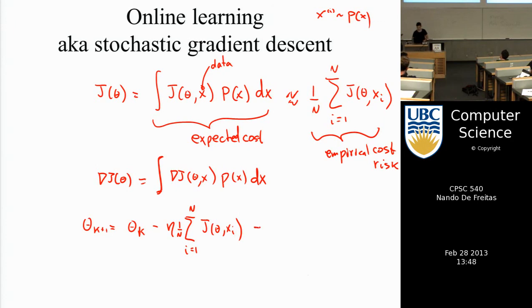And sometimes, if we let n be equal to 1, so you only draw one sample at a time, you can write this as theta k minus eta times the gradient of J of theta k and then xk. So you read one data point, you update theta. Read another data point, update theta. Every time you get a tweet that mentions Obama, you update the probability that Obama will win the election, if that's what you were estimating.